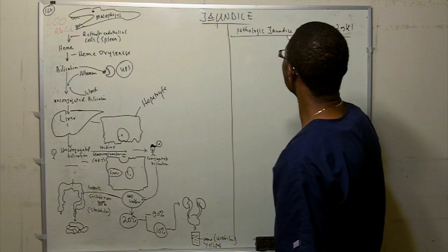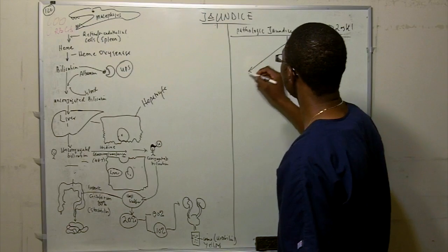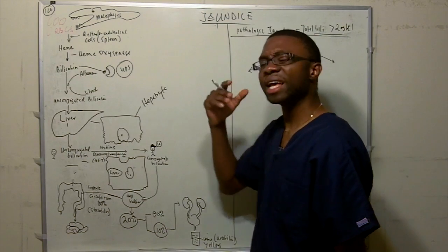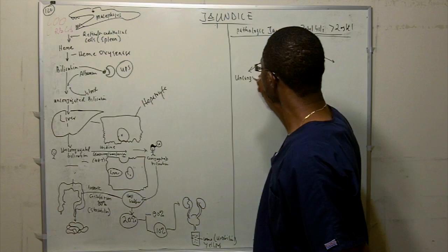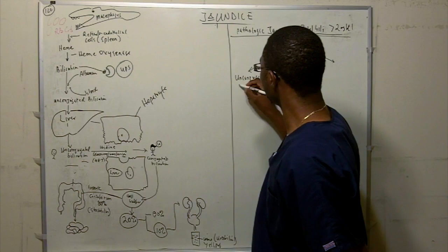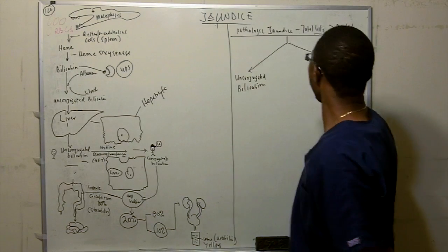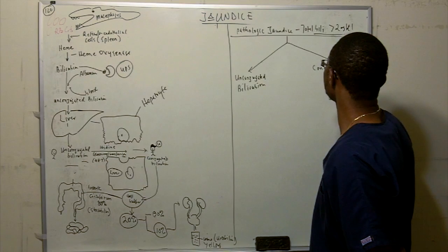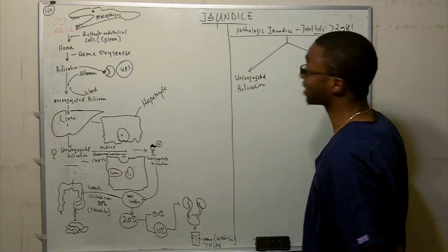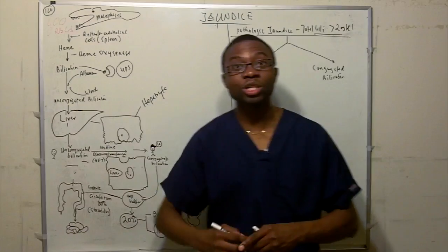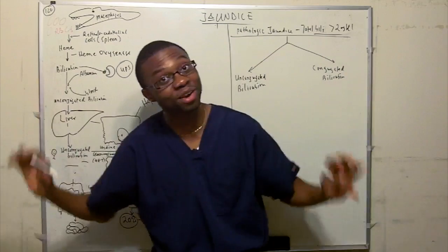So, in order to understand jaundice, we need to know: do you have unconjugated bilirubin, right? Or is it conjugated bilirubin? Because this is very important. Once you know it, you have to split your brain into two. You have to know where it's coming from.